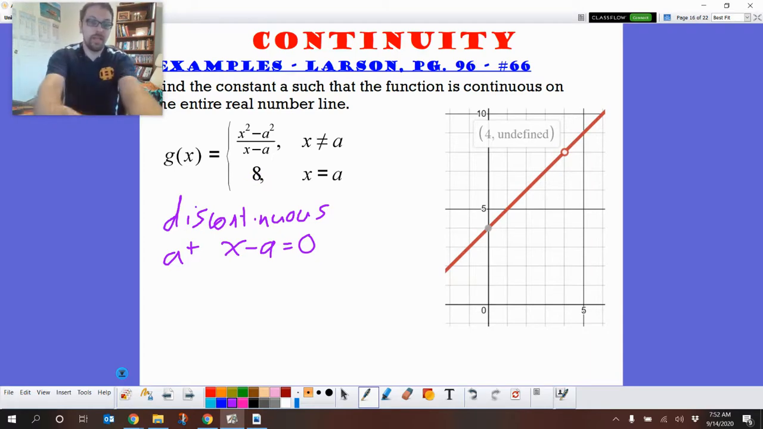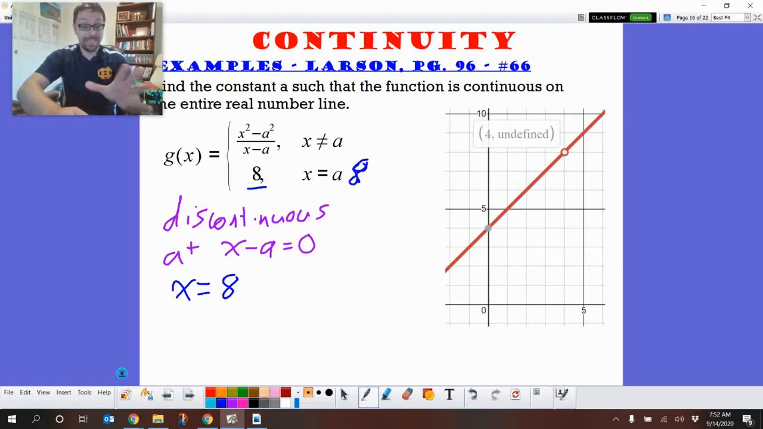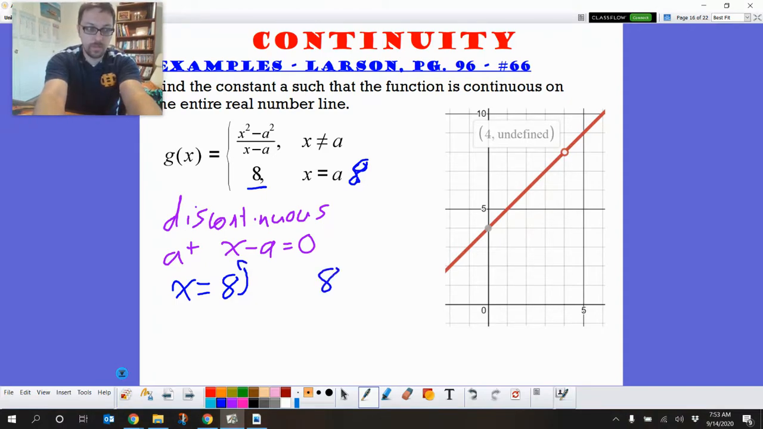So we want x to equal 8. Because if we can have x equaling 8, then it will plug in this 8 right there to fill in our hole. If we can get that A to be filled in with the little piece that we've got, then we're going to be okay. So we can just substitute this in. So 8 minus A equals 0, and we just want A to equal 8.